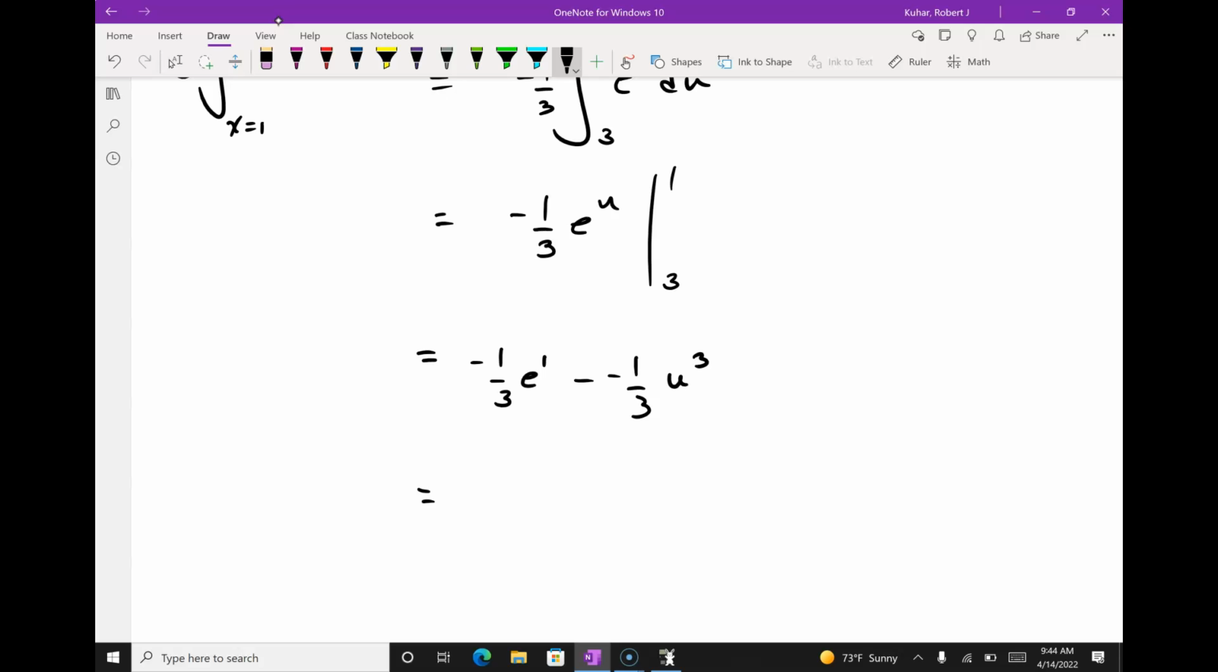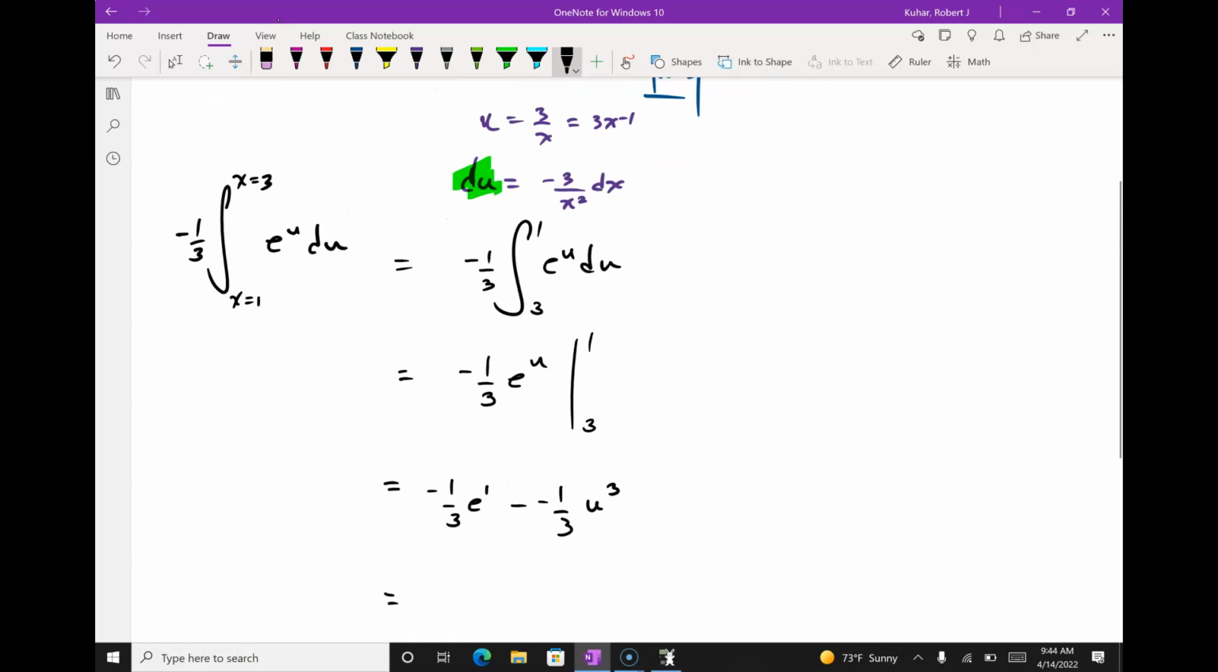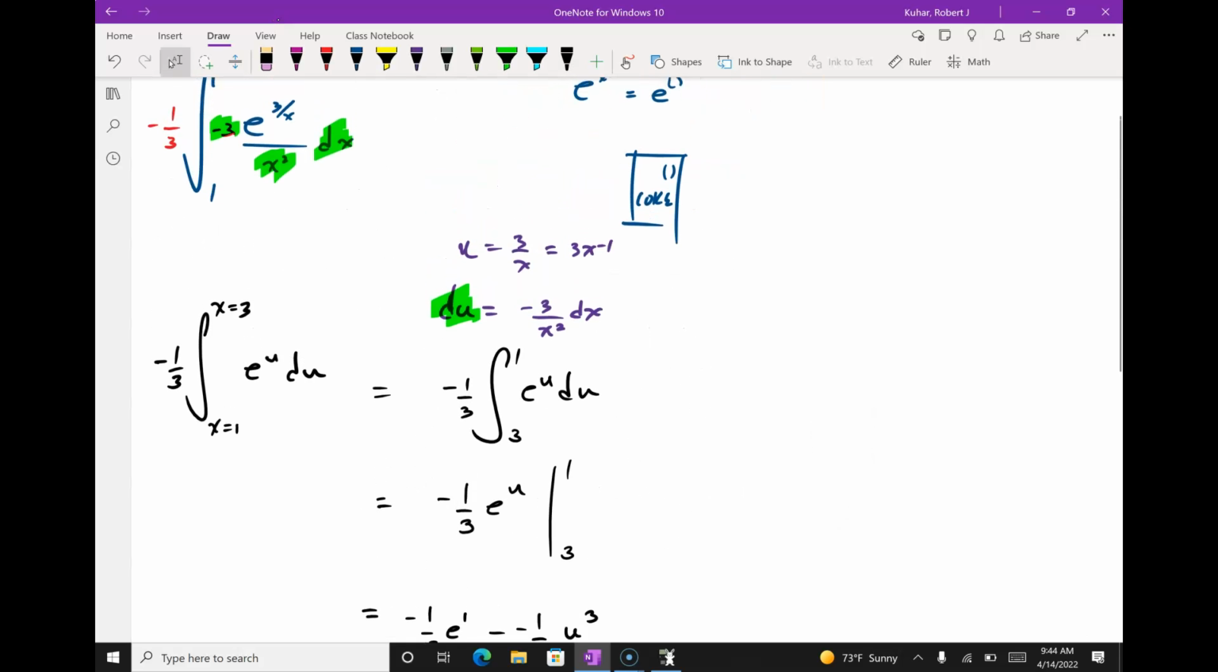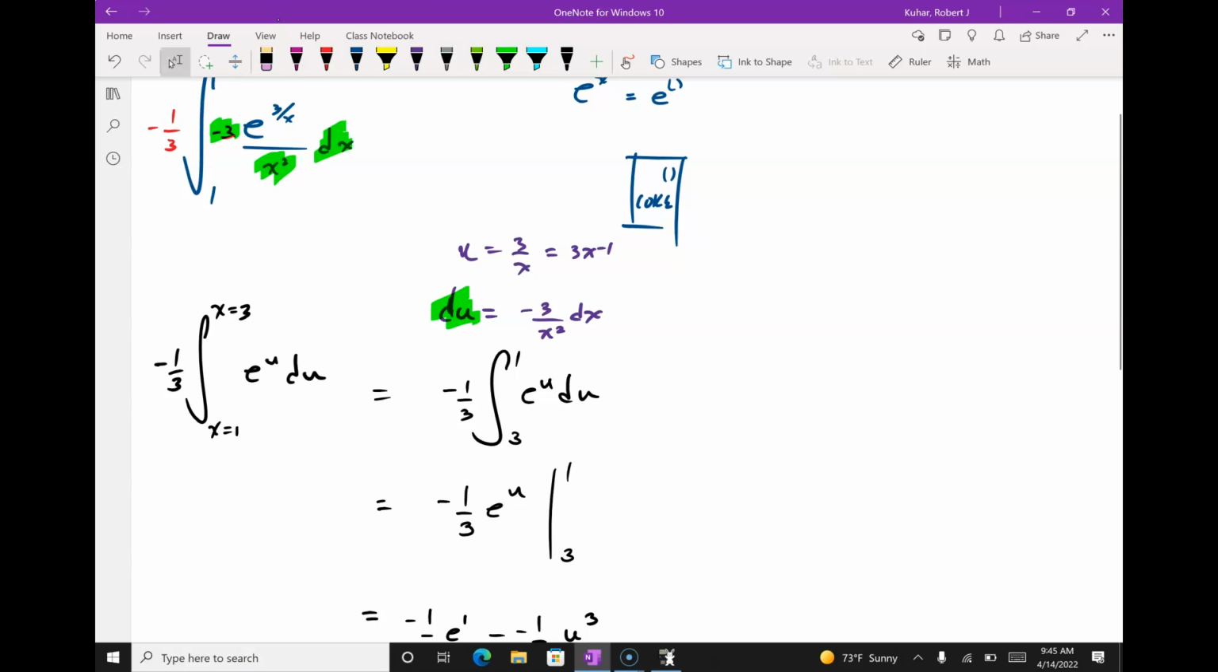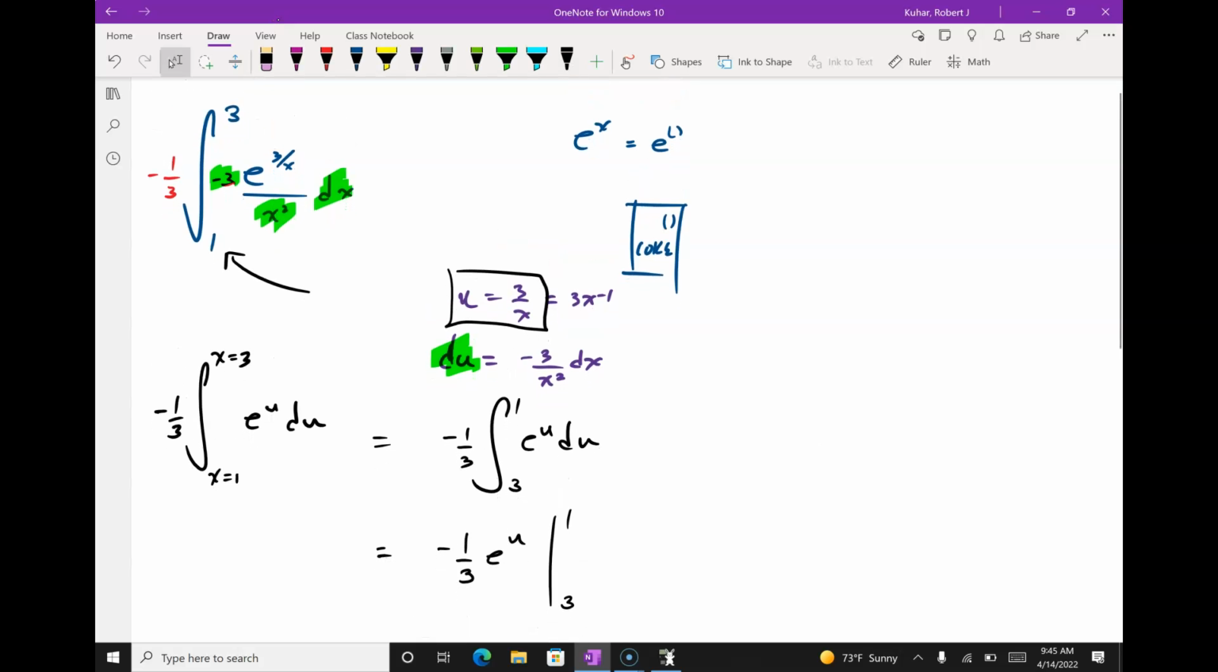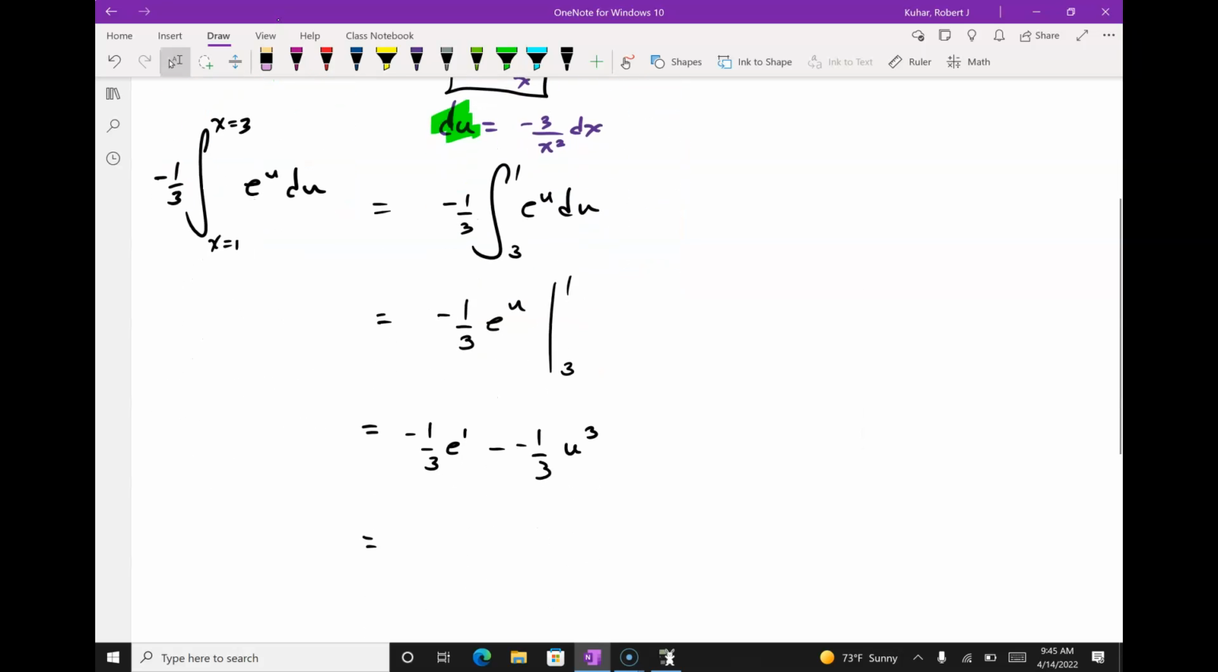Did you mean to switch the 3 and the 1? I didn't flip the 3 into 1. The u-sub did it. So I know u is 3 over x. So when x is 1, I get 3 over 1. That's 3. So I'm changing my bounds from x's to u's. Right? Sounds like I'm from Brooklyn. Hey, u's. But changing my bounds from x's to u's. Okay? So what do I get?